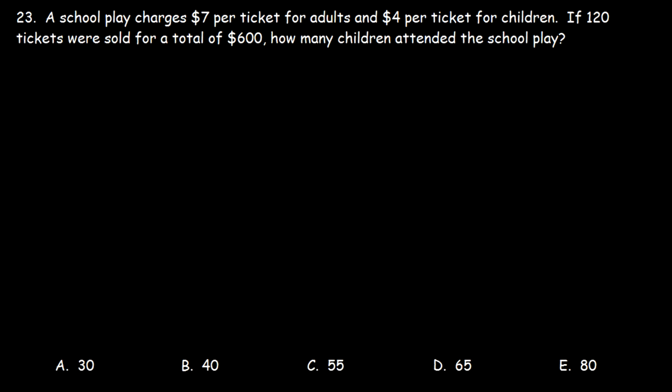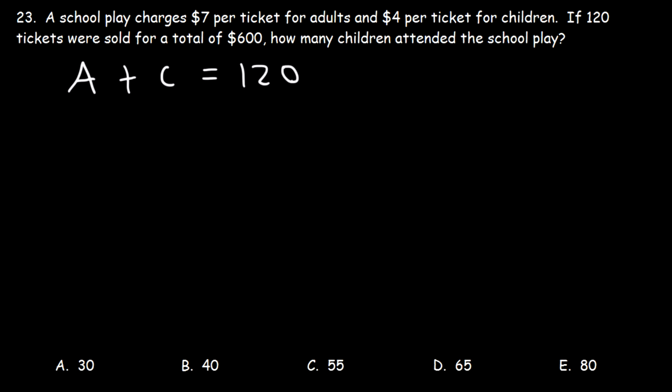A school play charges $7 per ticket for adults and $4 per ticket for children. If 120 tickets were sold for a total of $600, how many children attended the school play? So we need to write 2 equations. The total number of tickets that were sold is 120. So basically that tells us how many people attended the play. So the number of adults plus children must add to 120.